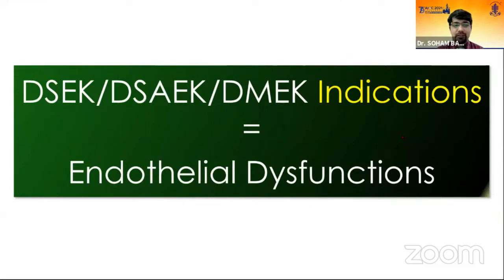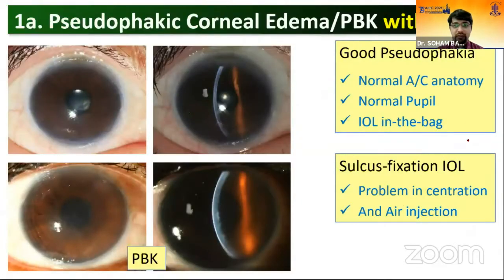So to keep it simple, same as DSEK, the indication for DMEK is endothelial dysfunction. The most common indication that we come across in our country is post-cataract surgery corneal edema. A good pseudophakia is what you should begin with: normal anterior chamber anatomy, an IOL in the bag which behaves, and a round central pupil.